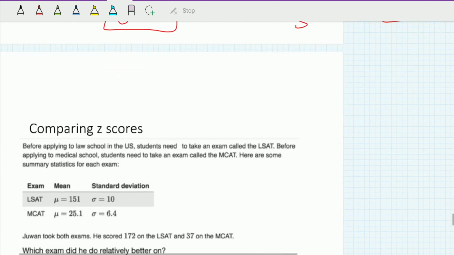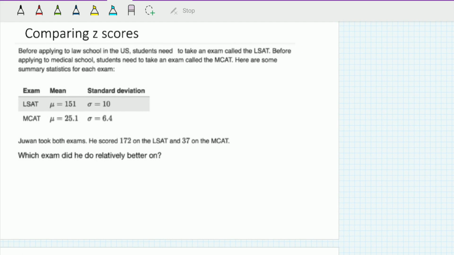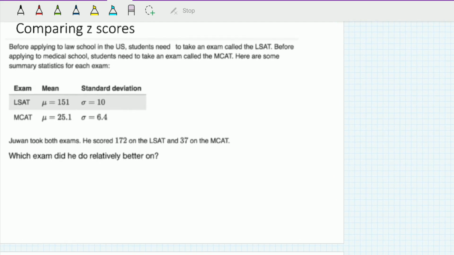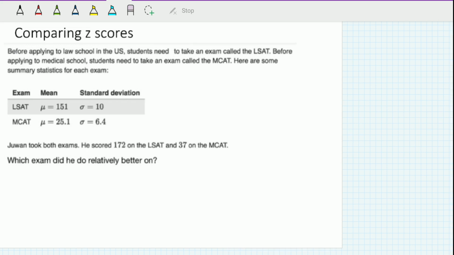Let's go on to an example where, I'm not going to lie, it looks hard, but let's slow it down. Take your time, pause the video, read the problem, and see what's going on. For this problem, if you read it, it's giving you information about 2 different types of tests. If you don't know, this one is called the LSAT.